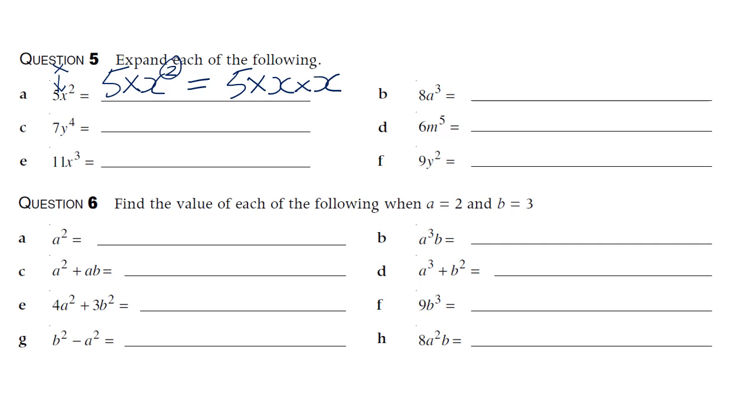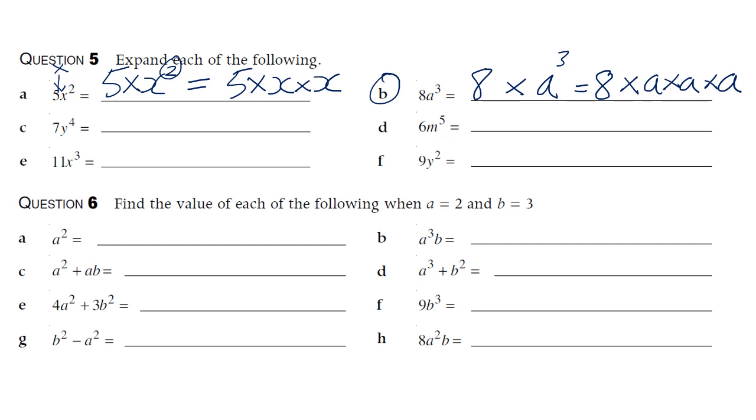I'll do one more. I'll do b for you. 8 cubed. What does that mean? It means 8 times 8 to the power 3. What does 8 to the power 3 mean? 8 times a times a. That's how you write it out.